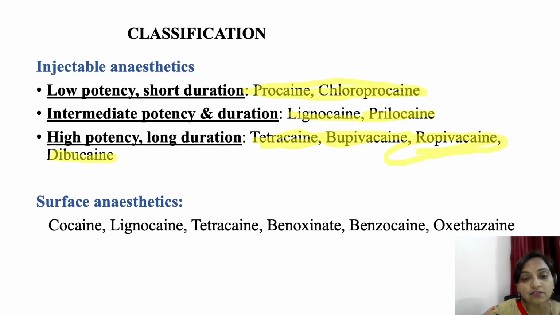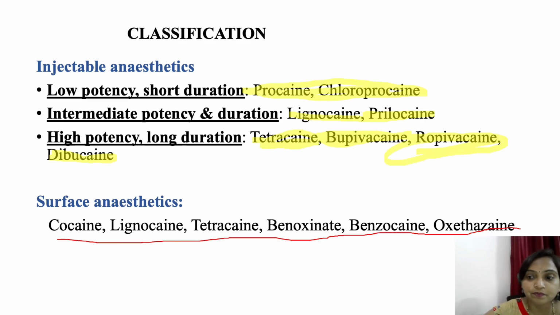Drugs which are used as surface anesthetics are cocaine, lignocaine, tetracaine, benzoxinate, benzocaine and oxethazaine. So these are used as surface anesthetics, that is, for topical preparation.